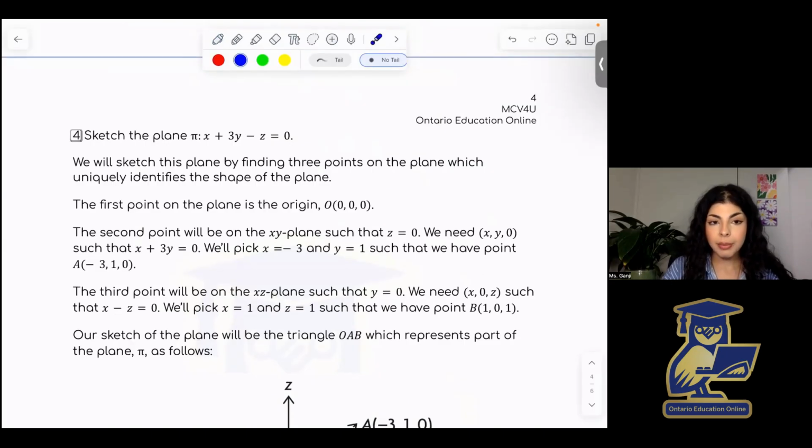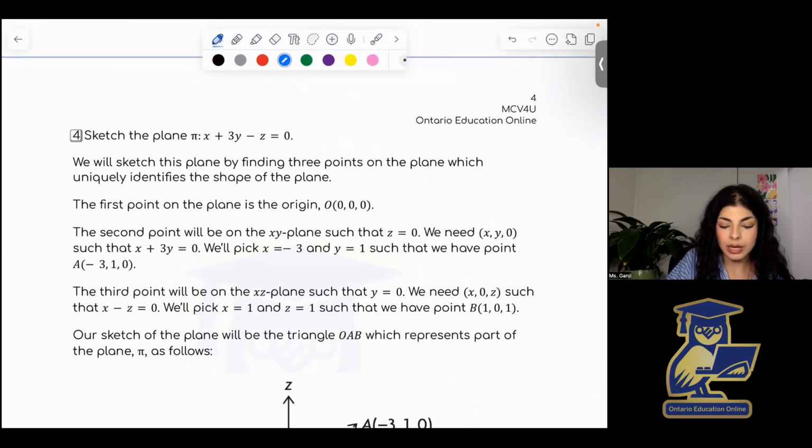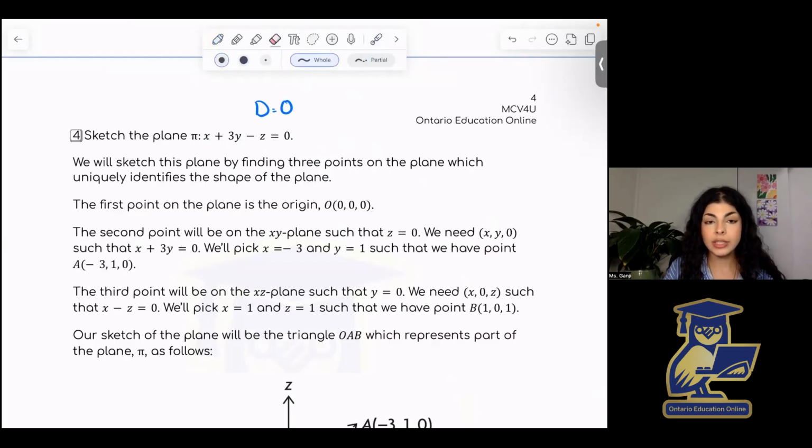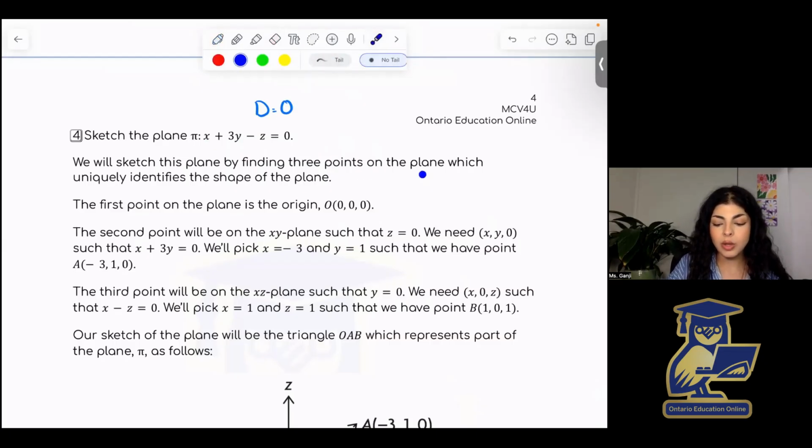Now, another example that we have, another case, is when you have A, B, and C defined, but again, no D here. So no D, or better mathematical language would be D is equal to 0 here. So the way you find this or sketch this, you find 3 points on the plane, and these 3 points actually uniquely identify the shape of your plane.